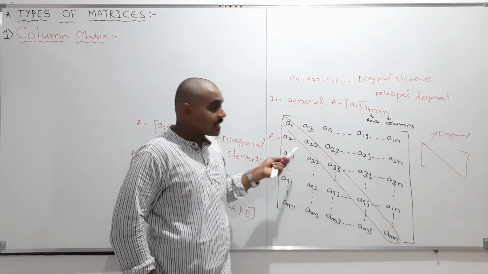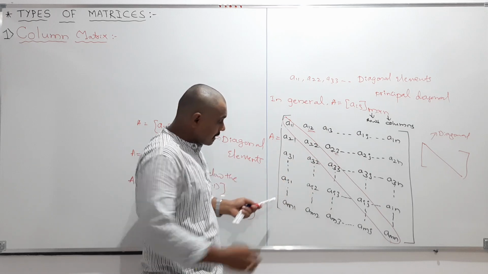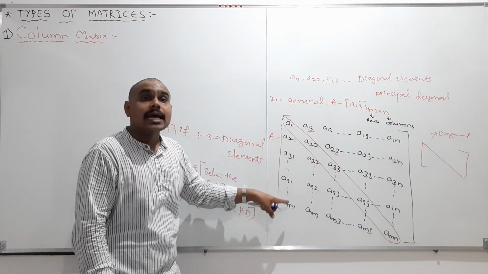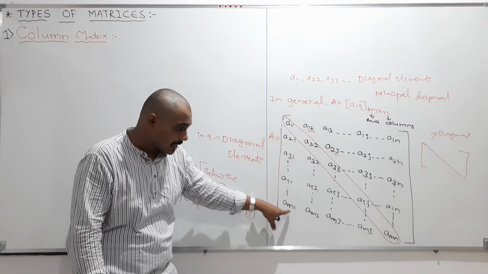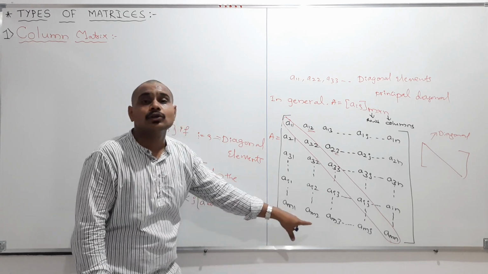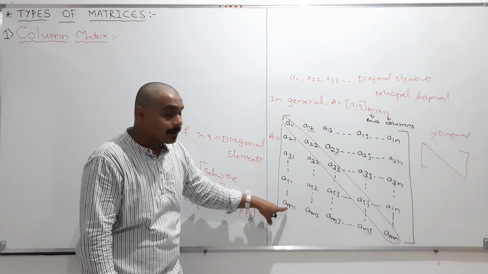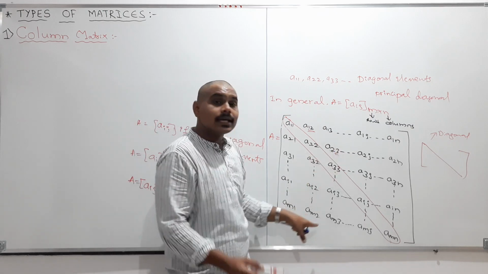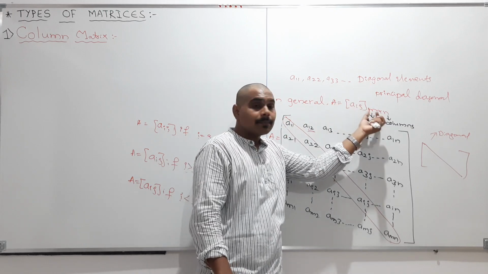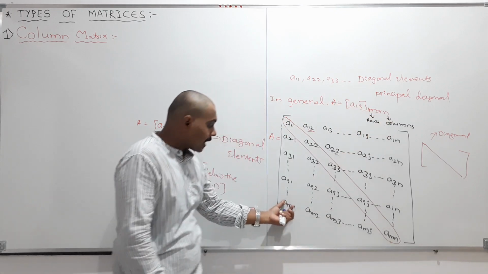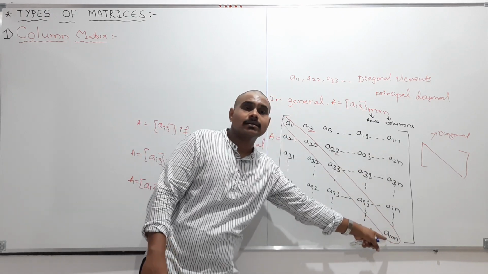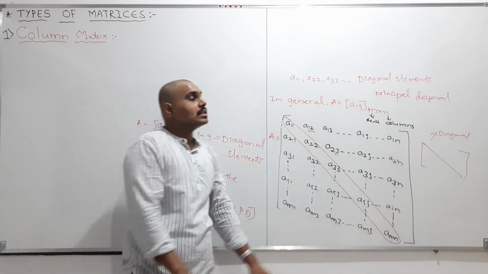This is first row, second row, third row, and some middle row I am taking, that is ith row, and lastly I am taking am1. am1 means the mth row. So here what is he taking? He is taking the mth row. Why the mth row? This is the general matrix we are writing. In this matrix there are m rows and n columns, so lastly I take the mth row and the nth column. So therefore the last element is amn. So this is the general notation.